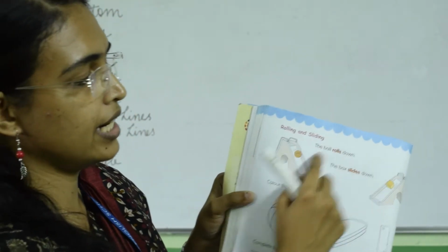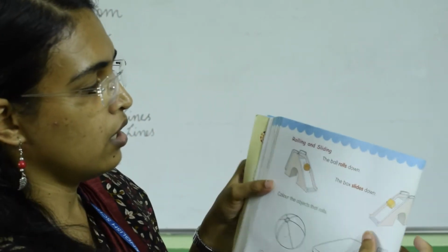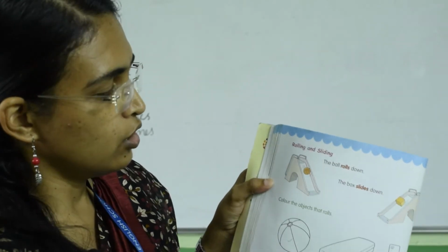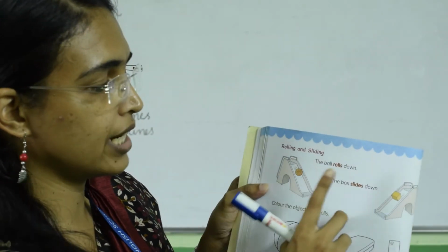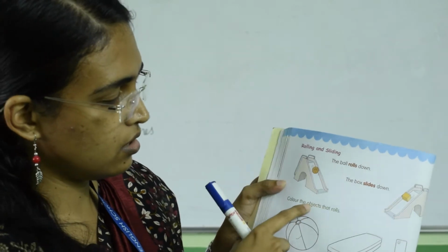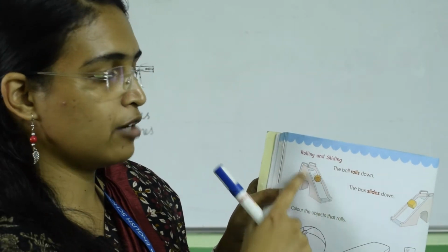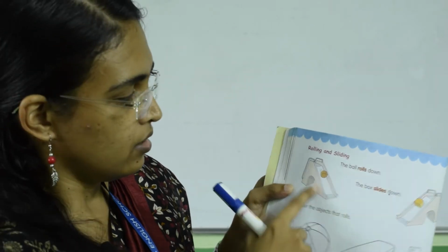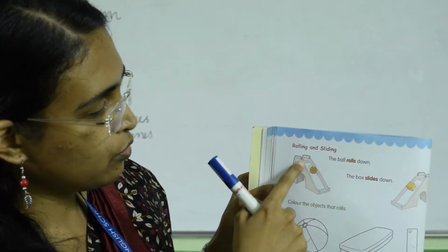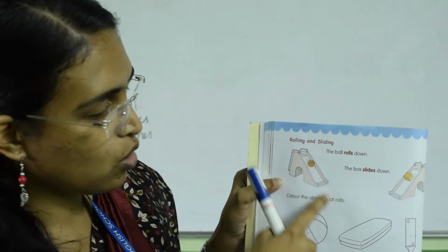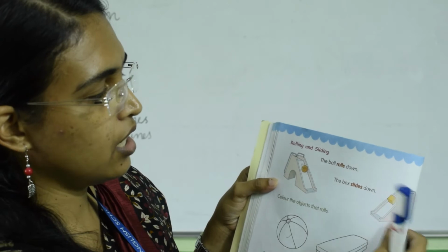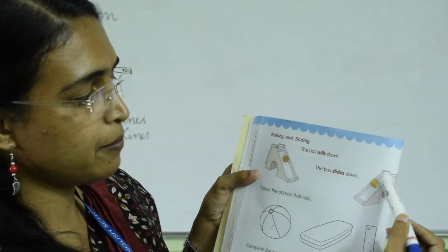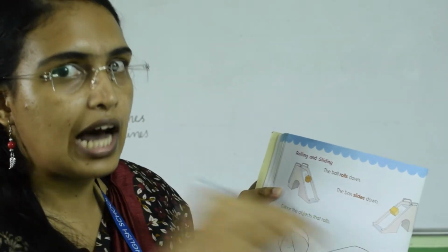Now rolling and sliding. I have already discussed what is rolling and what is sliding. This ball can roll, right? In a slanting place, the ball can roll. Look, this is a place where we play. This is a slanting part. So when you put the ball here, it rolls down, right? घूम के गिर जाता है, right? And when you put a box in the same place, it doesn't roll, it slides.